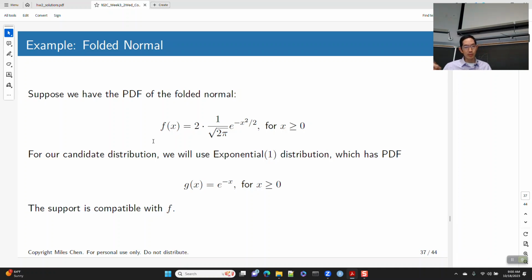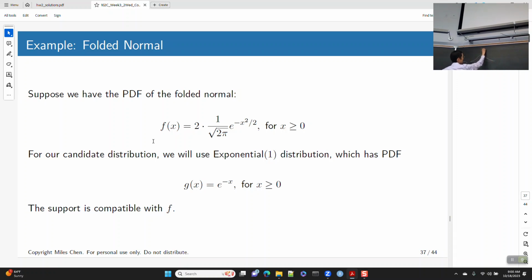Okay, we'll visit this example again next week. Folded normal, I've got some animation to go with it, but here's an example where our PDF is the folded normal, and for our candidate distribution, we have the exponential distribution. So remember, the folded normal, we're taking our normal distribution, and then we're going to draw a line at 0, and basically just take the absolute value. So our folded normal distribution ends up looking like this.